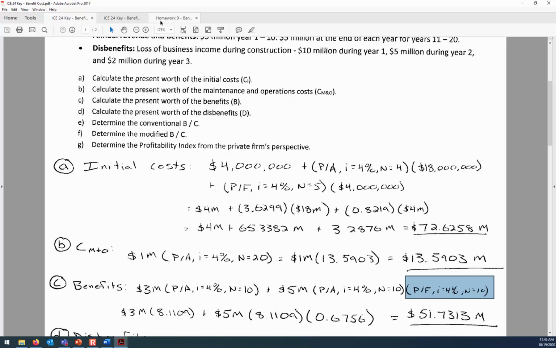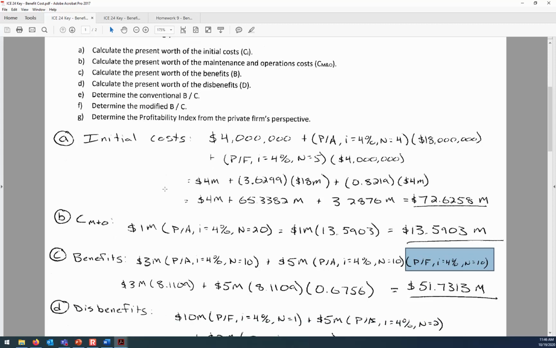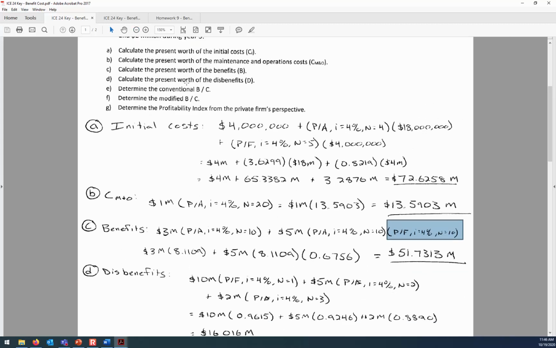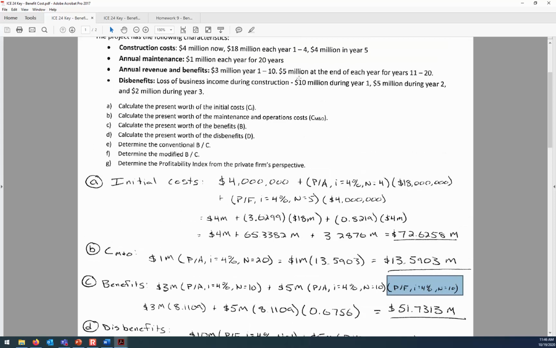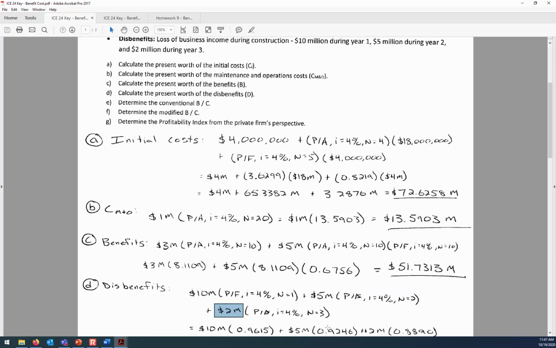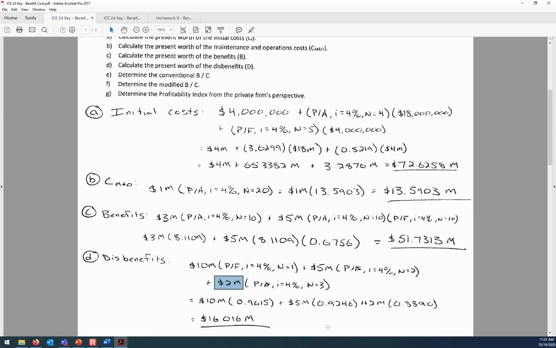And then the same approach with these disbenefits. We need to take it all to the present. So the disbenefits, it says $10 million during year 1, $5 million year 2, and $2 million during year 3. So those are each individual amounts, so we're going to find P given F. So the 10 million gets discounted 1 year, this 5 million gets discounted 2 years, and then the $2 million gets discounted 3 years. And then the total value of the disbenefits is $16.01 million.